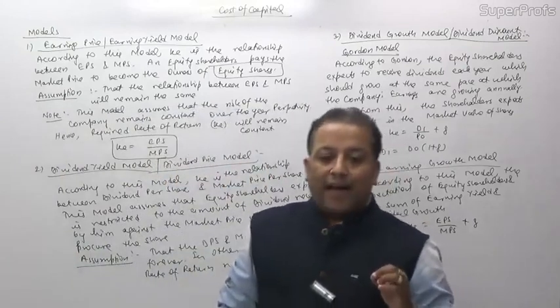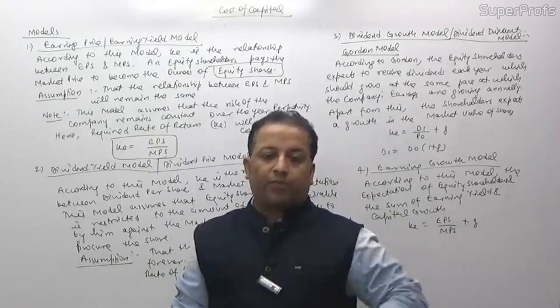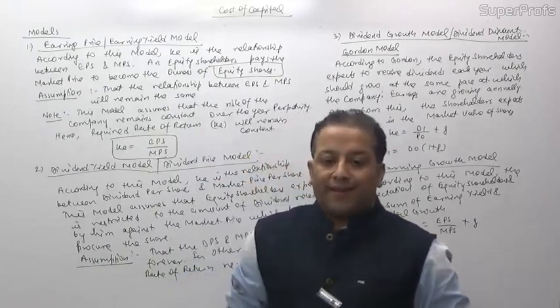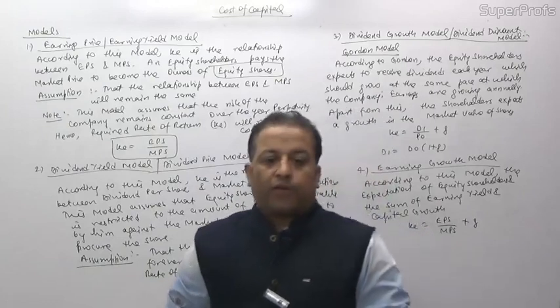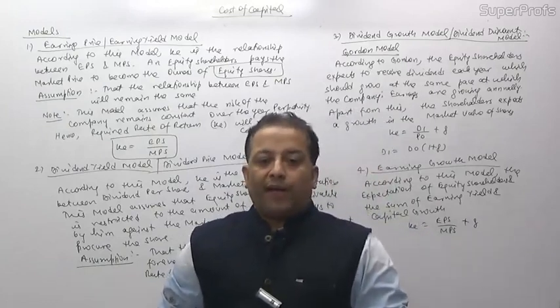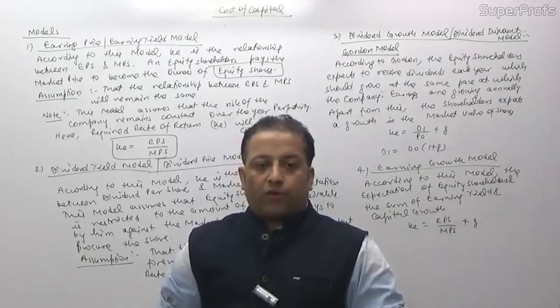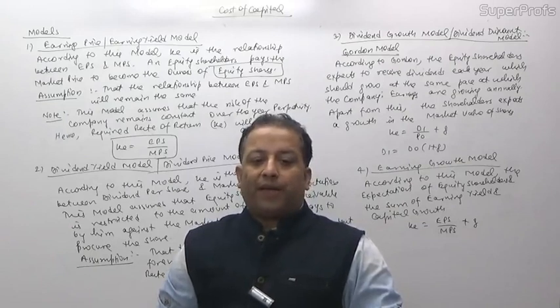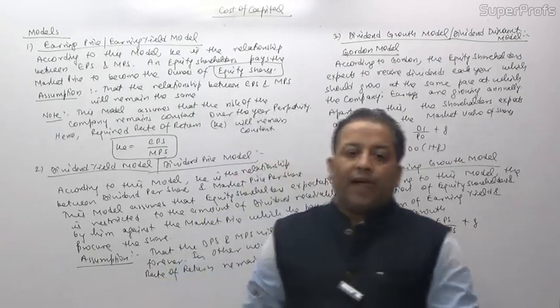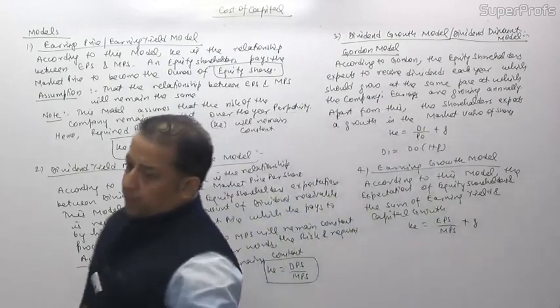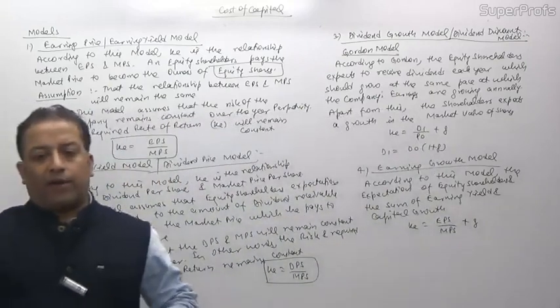As per the earning price model, the earning yield model, the formula to calculate the cost of equity is equal to EPS divided by MPS.